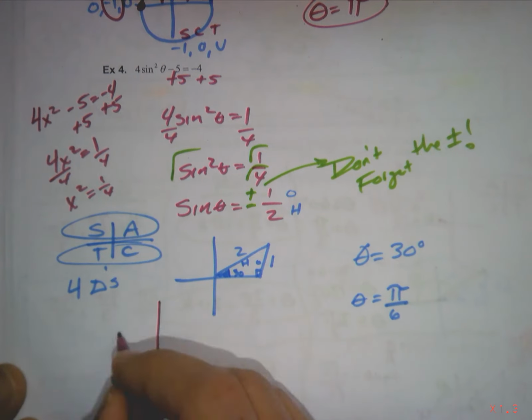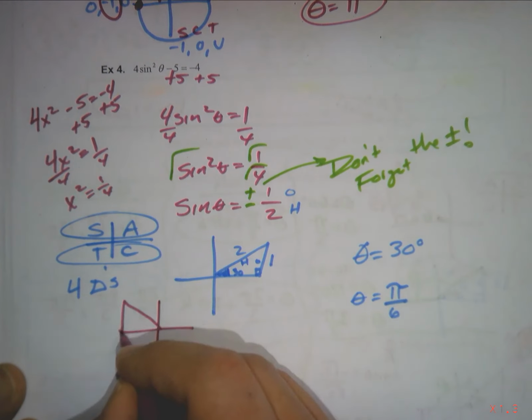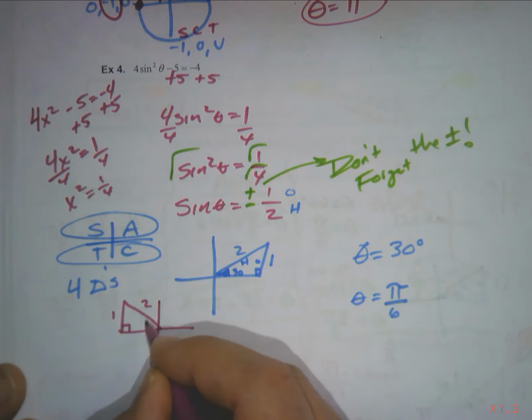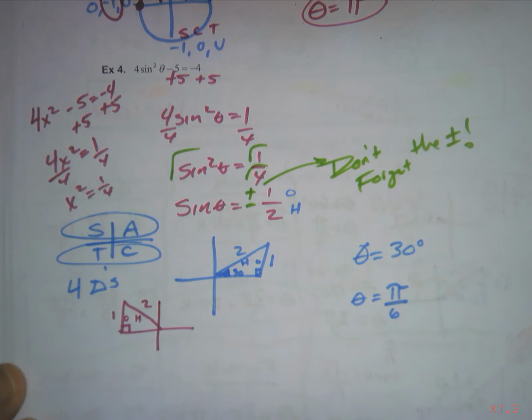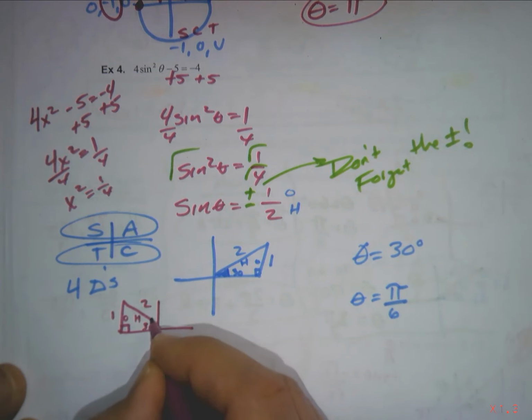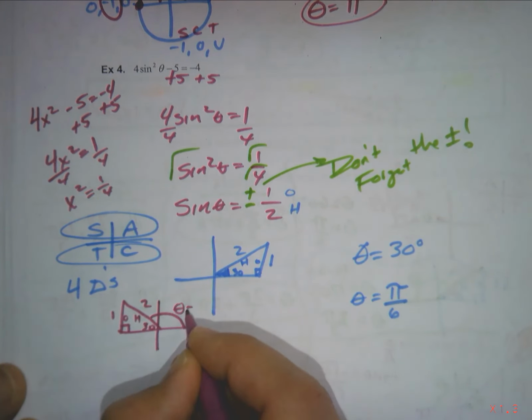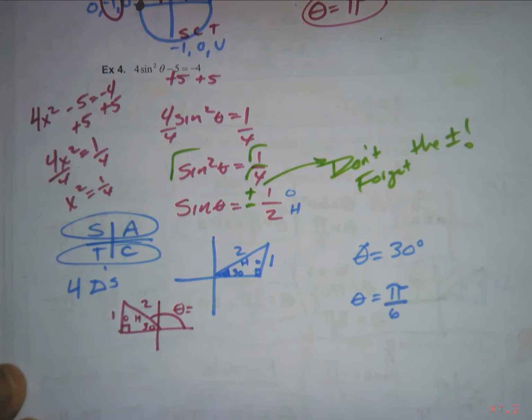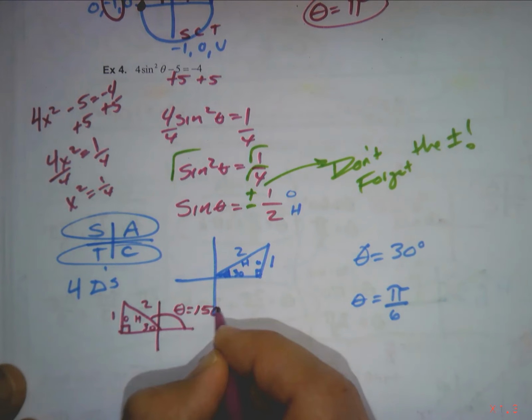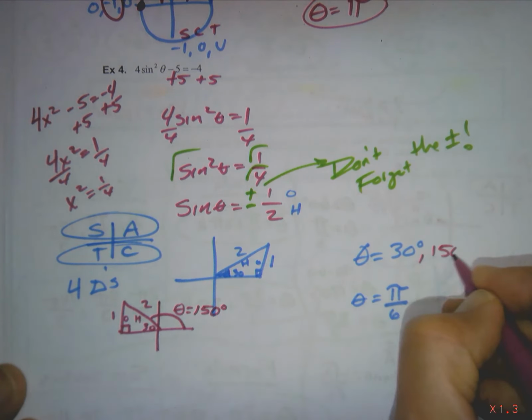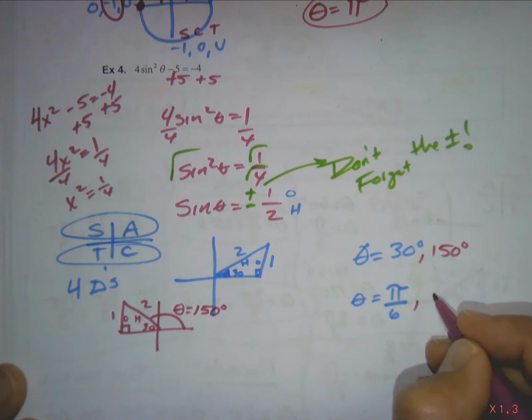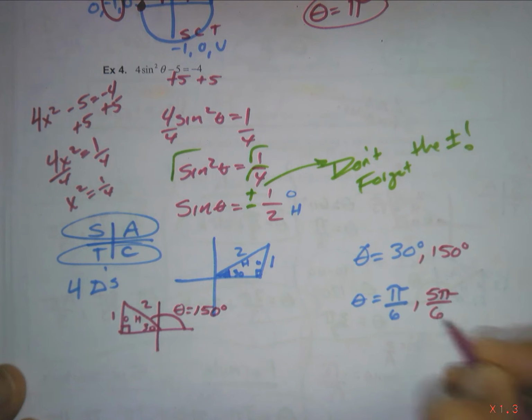Now I'm in quadrant 2 for the other positive 1/2. That's 1, that's 2, that's O, that's H. That's still 30, but I want the big angle. That's theta. Take 180 minus 30. What's 180 minus 30? 150. Go ahead and convert that. 5 pi over 6.